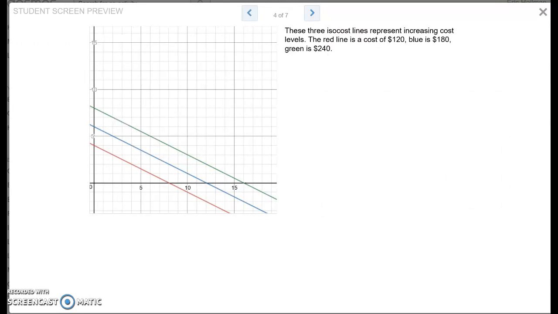Okay, so these are 3 ISO cost lines that represent increasing costs. The lowest ISO cost line is the one we were just looking at. It's the red line. That represents a total cost of $120. Everything along the blue line is $180. And the green line represents the ISO cost line for $240 total cost. This is all still assuming the wages are $15 and rent is $30. So moral of the story is, as ISO cost lines move up and out, that represents higher costs.